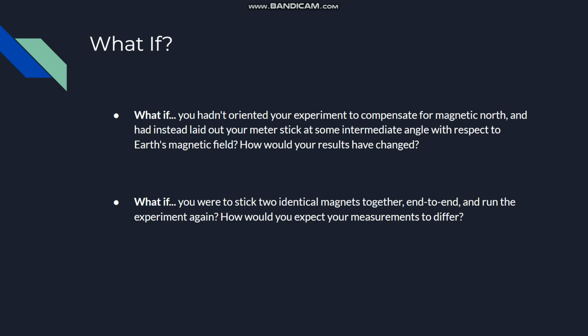What if you were to stick two identical magnets together in and run the experiment again? Very simply, it would have just doubled our results while keeping the same direction, because that's just how magnetic fields work. You maintain the same direction, but you double the result.